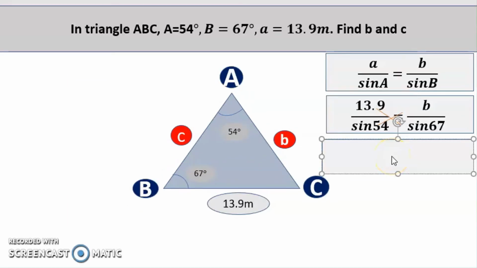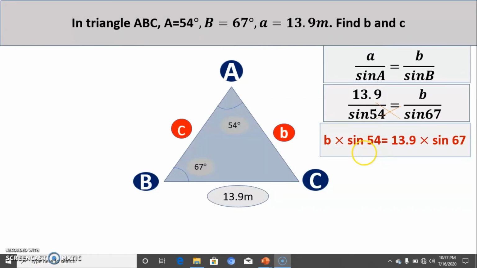So cross multiplying, b is going to multiply sine 54 degrees. We have b times sine 54 degrees is equal to 13.9 multiplied by sine 67 degrees. To find the value of b, what we are going to do will be to divide both sides by sine 54 degrees. I want to make b the subject of formula here.